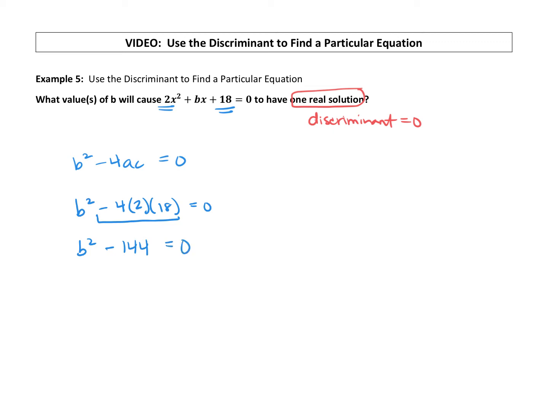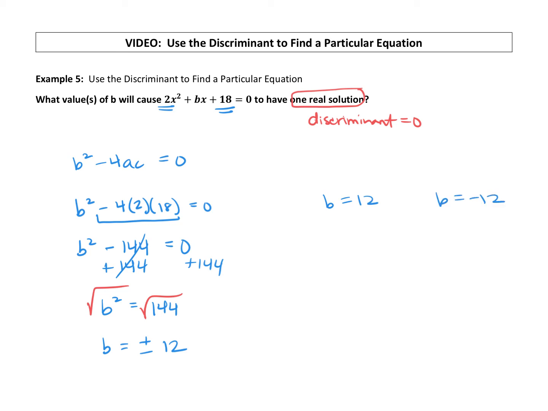So look at that. All we have to do is solve for b, and we'll be able to answer this question. Let's go ahead and add 144 to both sides. So b squared equals 144. We will take the square root of both sides. The square root cancels the squared, so we have b equals. We need to remember that we get two solutions, plus or minus. Square root of 144 is 12. So our b value can be 12, or our b value can be negative 12.